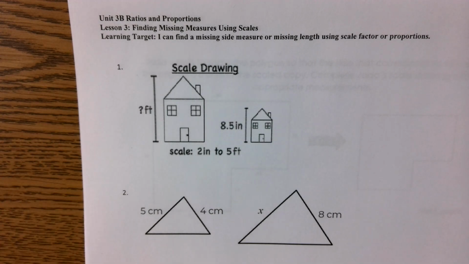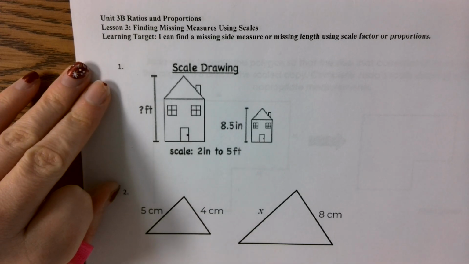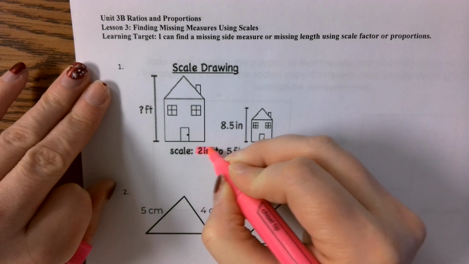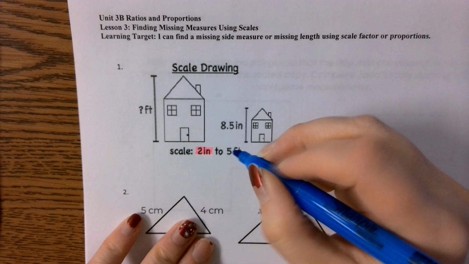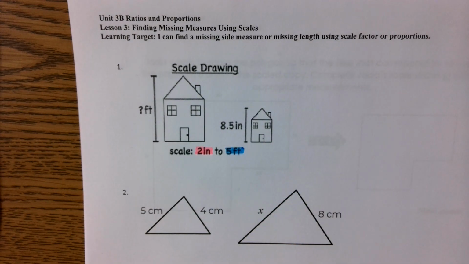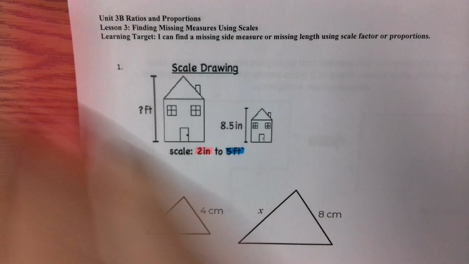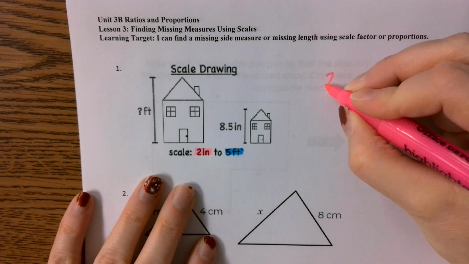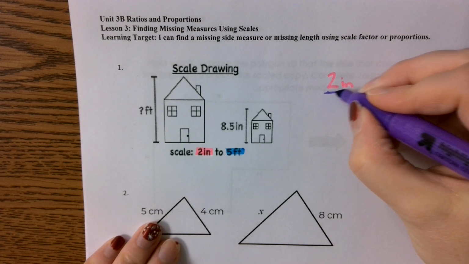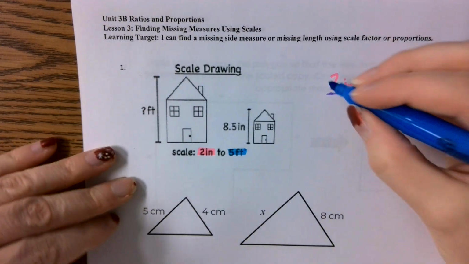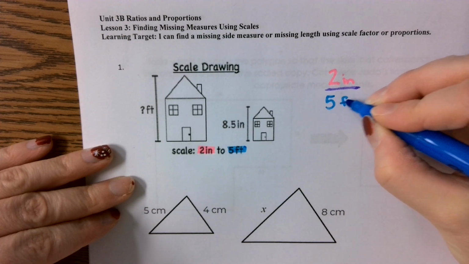What you're doing is you're taking the scaled information that you know and setting it equal to the information that you're trying to find. So in this situation, the information that I know is that 2 inches is going to represent 3 feet. When I'm setting that up, I'm going to put 2 inches on the top, and I'm going to put 3 feet on the bottom.